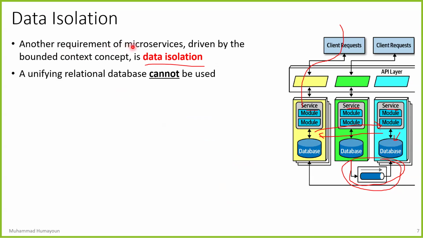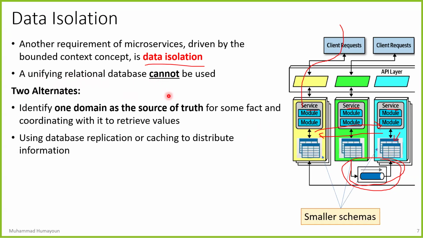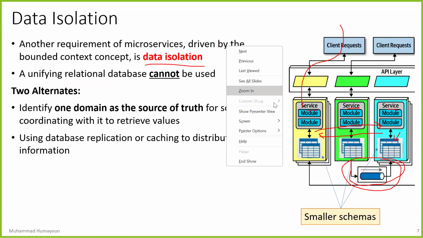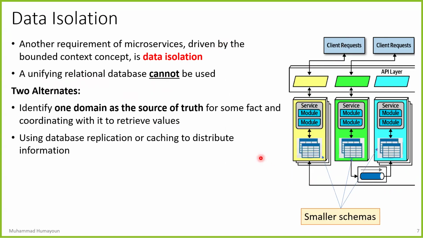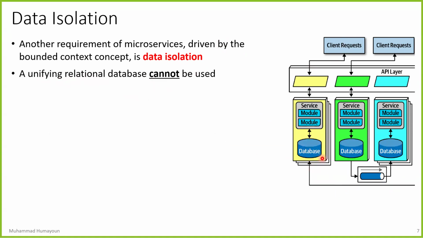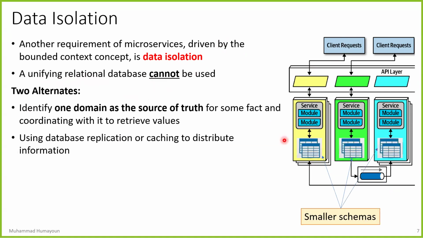So another requirement of microservices is that once you have separated the domains and the services, you also separate tables, data, relations, and so on. So you cannot have a unifying database anymore. It will be multiple databases. And here is an example. Instead of considering them full-fledged databases, think of them as some smaller schemas. Few tables here, few tables here, few tables here related to these services.